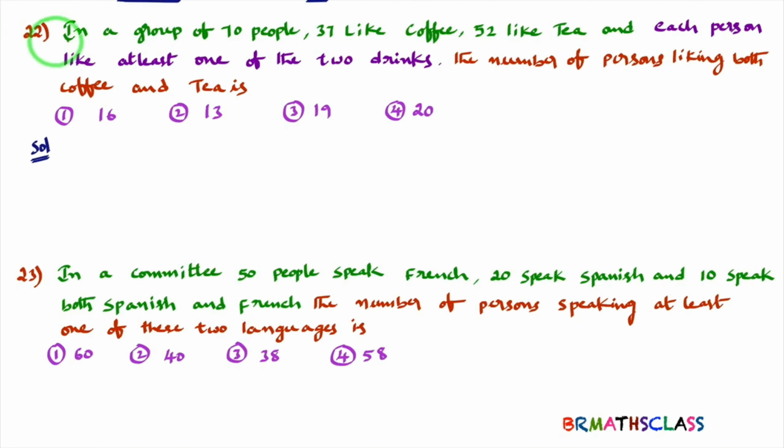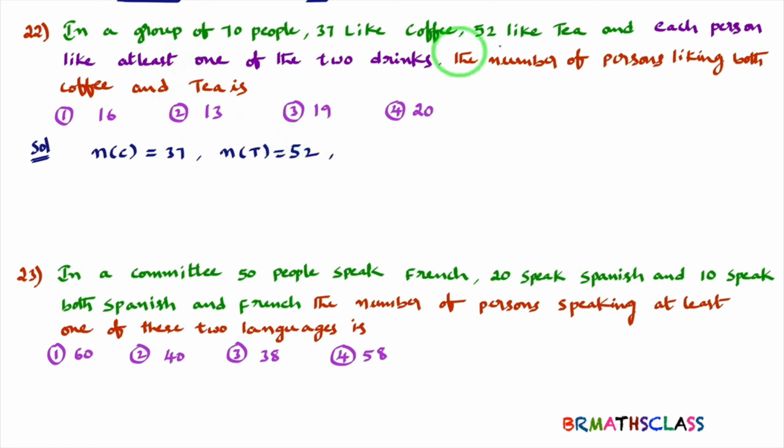Question number 22. In a group of 70 people, it is important. In a group, how many people are there? 70 people are there. 37 like coffee. 52 like tea. And each person likes at least one of two drinks. What are they asking? The number of persons liking both coffee and tea. First I will write the number of people who like coffee. What is N of C? The number of people who like coffee, given as 37. The number of people who like tea is also given. N of T is given as 52.